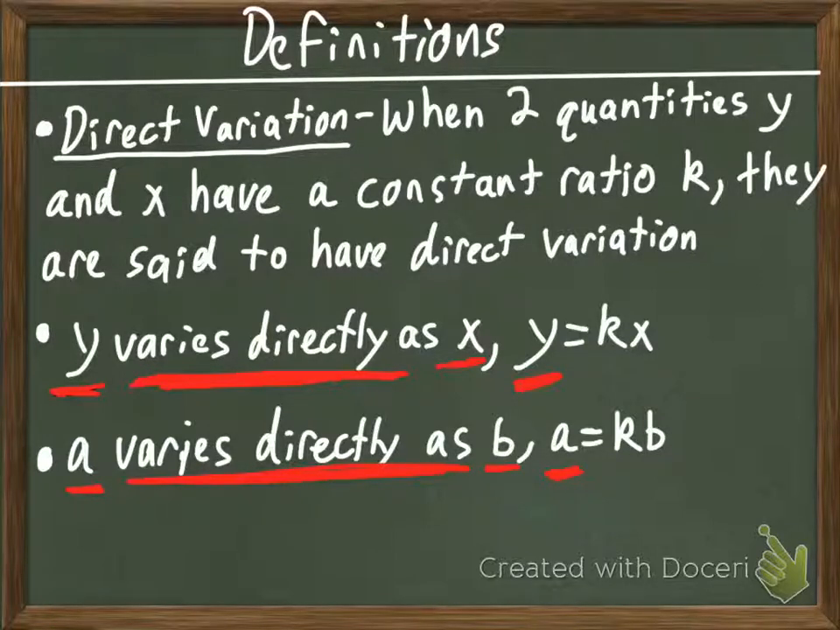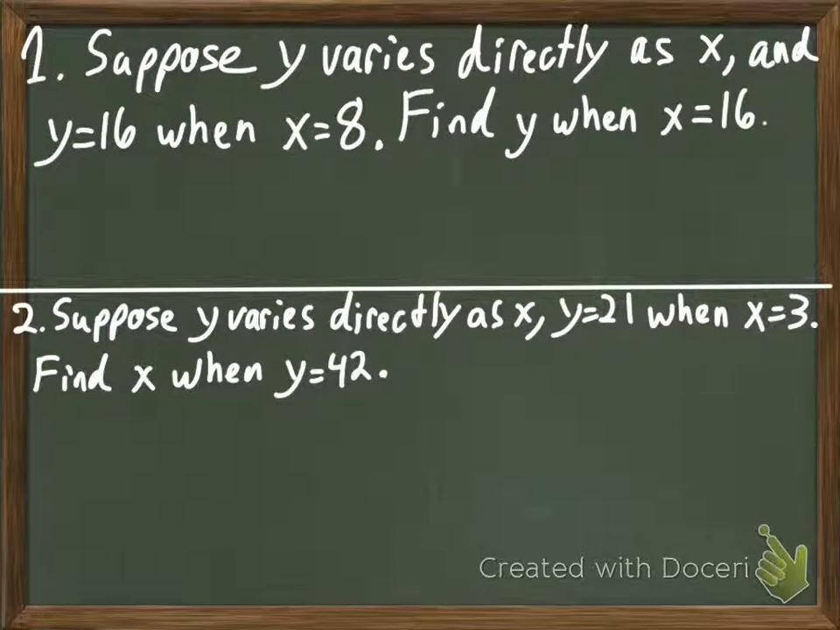So let's go ahead and do some example problems. The first one I'll do with you, and then there's a couple that I want you to try with your group. So it says, suppose y varies directly as x, and y equals 16 when x equals 8. Find y when x equals 16. So, we want to find y, but we're missing something. There's three parts to all of these equations. There's the y, the x, and then there's the k, the constant. Well, we don't know what k is. We need to find k, and that's what that first sentence is going to tell us.